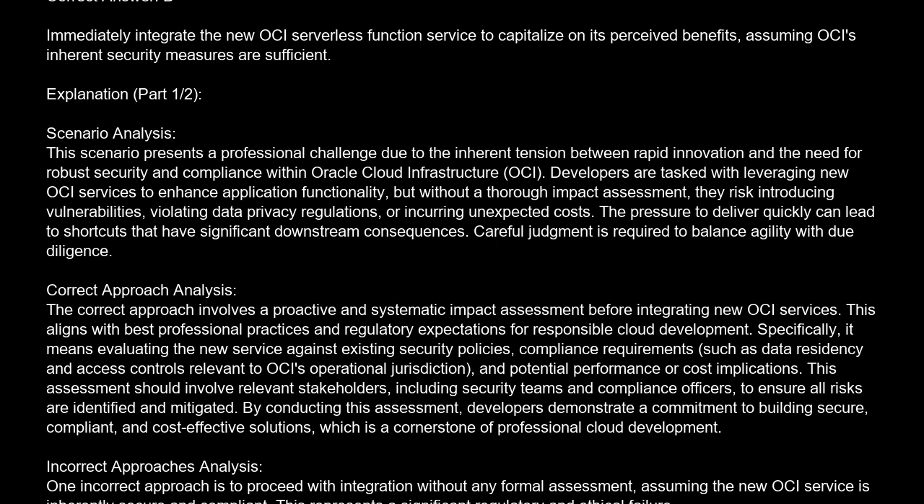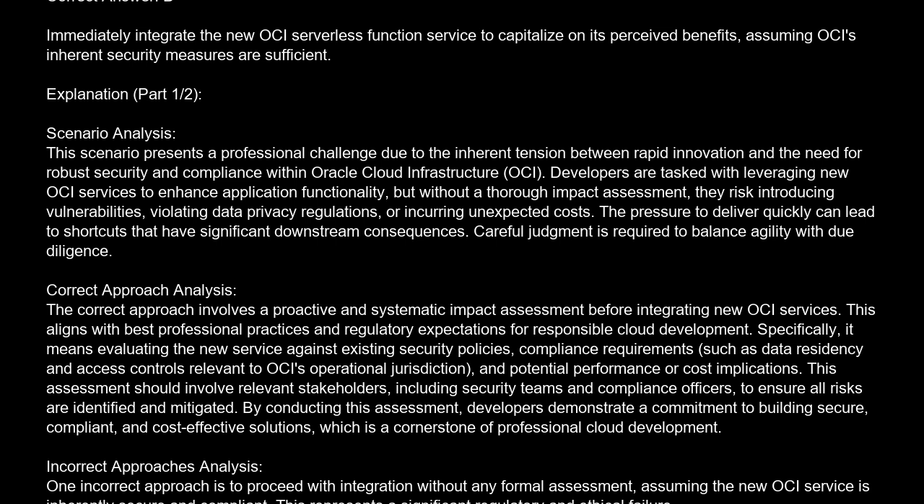Developers are tasked with leveraging new OCI services to enhance application functionality, but without a thorough impact assessment, they risk introducing vulnerabilities, violating data privacy regulations, or incurring unexpected costs. The pressure to deliver quickly can lead to shortcuts that have significant downstream consequences. Careful judgment is required to balance agility with due diligence.